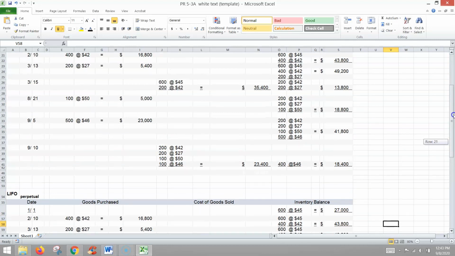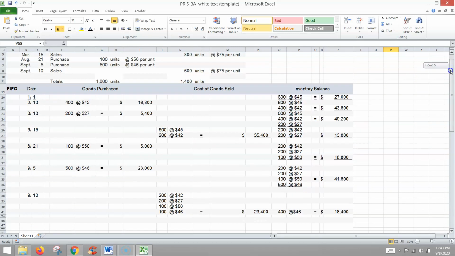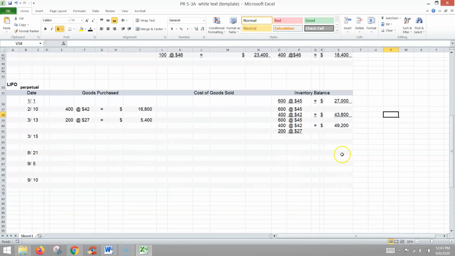On March 15th, we're going to make a sale, 800 units. So using LIFO, we're going to sell from the bottom layers first, the last ones in. So we're going to sell 200 at 27. Then we're going to sell the 400 at 42. So that's 600 units, and we need 200 more. So we're going to go up 1 more layer, and we're going to sell 200 at $45.